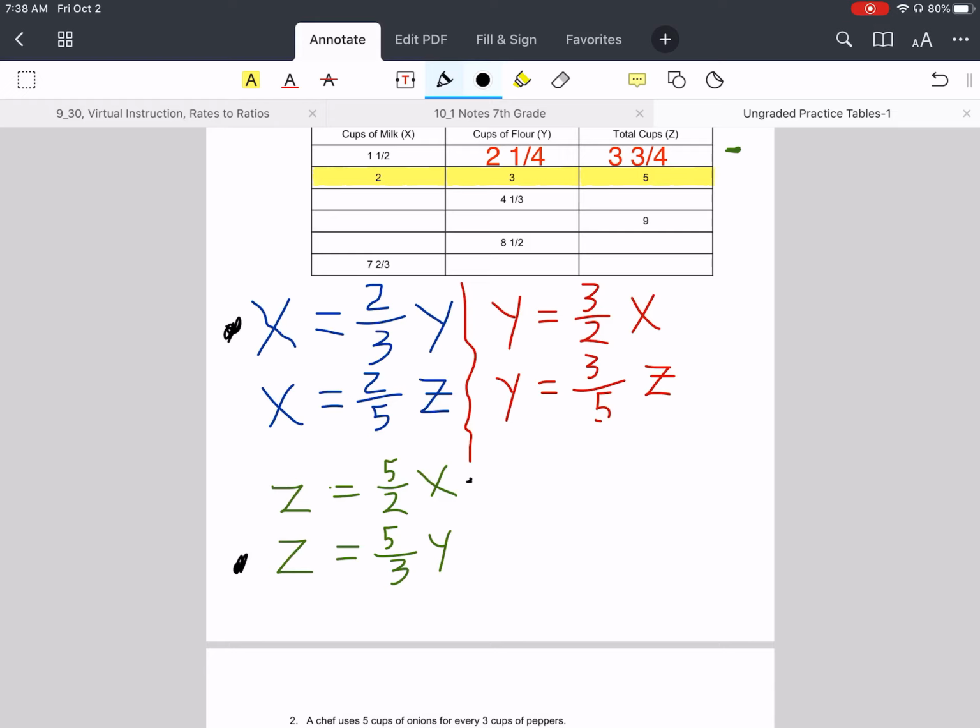So for the x value, it says x equals 2/3 of y. So we're going to be doing 2/3 times y, which is 4 1/3. We know that that is the same as 13/3, which is equal to 26 over 9. And that would simplify to 2 8/9.